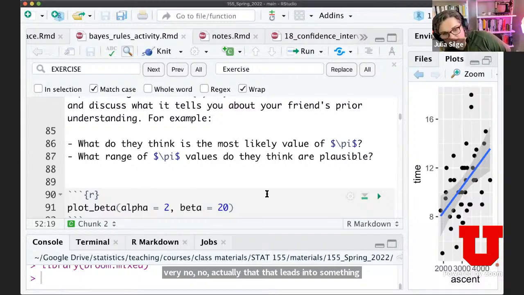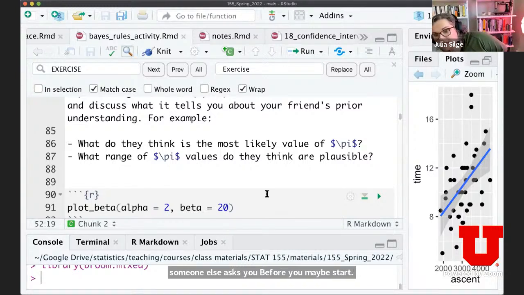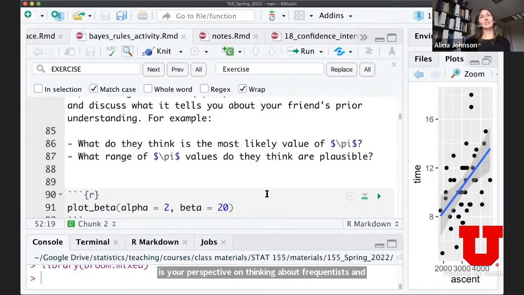That leads into something someone else asked. Someone said they have heard that frequentist statistics is a special case of Bayesian statistics with just a uniform prior. So what is your perspective on thinking about frequentist and Bayesian stats in that way? That's a great question too. I can see why somebody would say that, but it remains the case that the questions we can answer with the Bayesian analysis are still different, even if our prior model is flat.